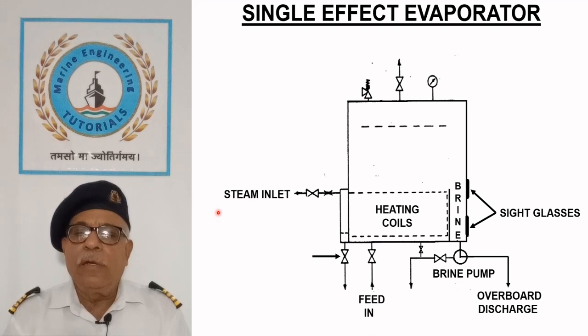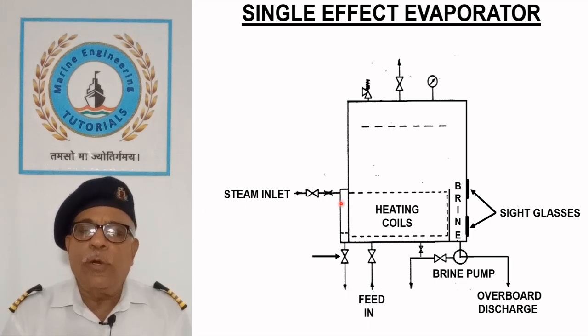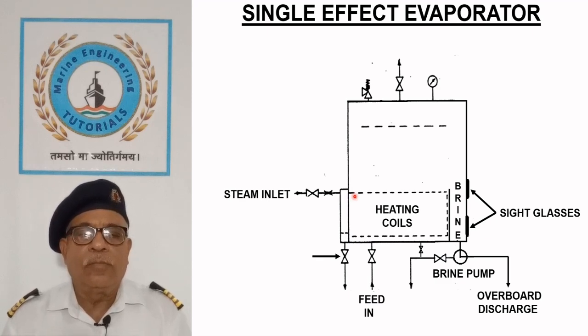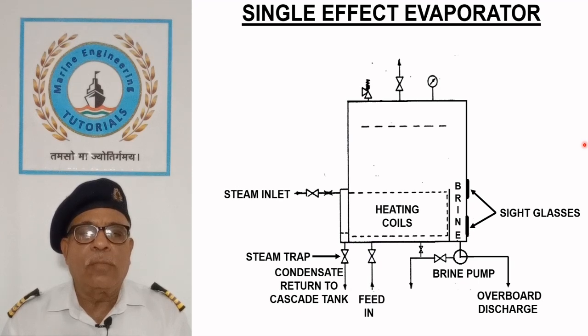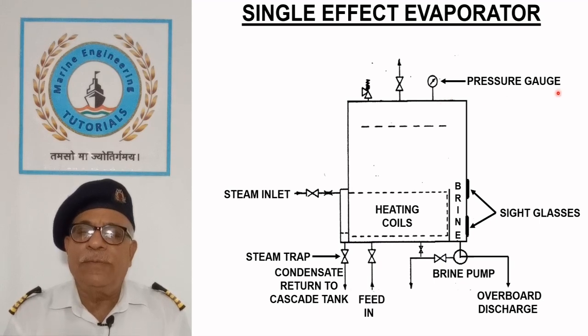Steam was supplied directly from the boiler to the solid drawn copper tubes through inlet header. Condensate was passed through steam trap which ensured that latent heat of steam was recovered before the condensate was returned to the cascade tank. Pressure of the vapors in the evaporator shell was monitored by the pressure gauge.